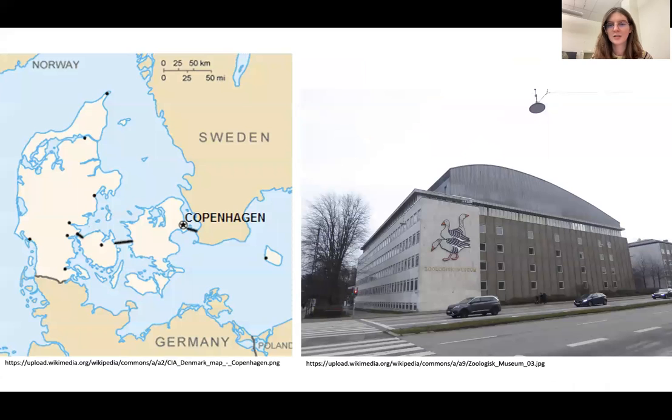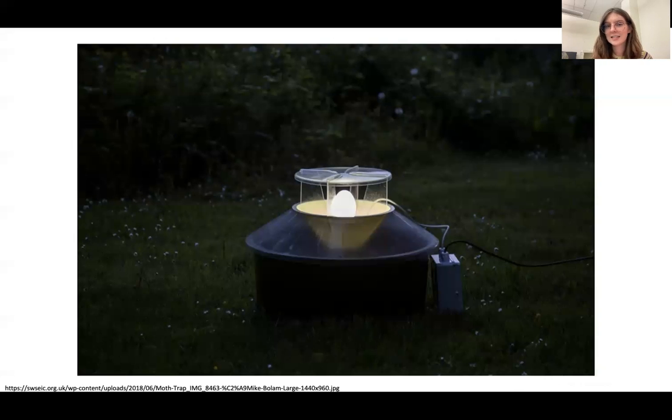To do this, I found insect data from the University of Copenhagen Zoological Museum. So they collected insect abundance data for two different orders, Coleoptera and Lepidoptera, between the years of 1992 and 2009. And they collected these insects in a Robinson light trap, like what's shown here. For the purposes of this presentation, though, I'm just going to be looking at the beetles that were collected.